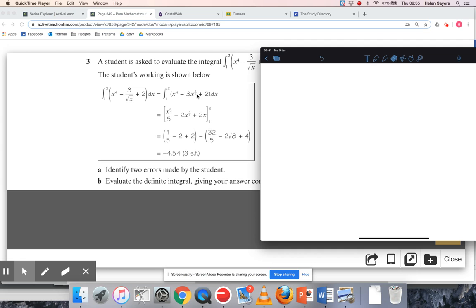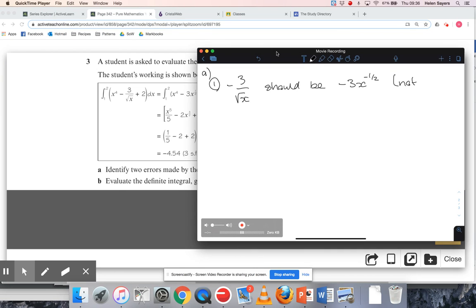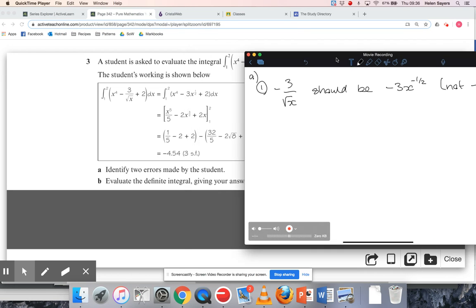Because a square root is a power of a half, but it was 3 over root x. So the fact that it's at the bottom of the fraction means that should have been a negative there. So I'm just going to put error 1. So we're answering part A. So error 1, minus 3 over root x should be minus 3x to the minus a half, and then I might just add in the mistake that they've made. So they've not included the negative in their power.